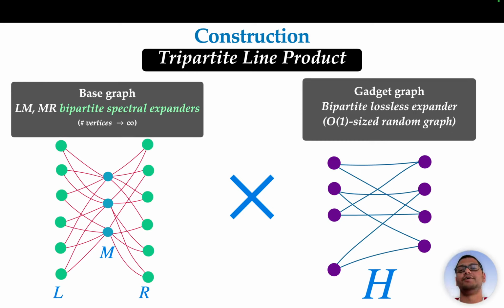The particular property that we will need in our base graph is that it's a tripartite graph comprising three layers: the left, the middle, and the right. The edges occur in two bipartite graphs, one between the left and middle, and another between the middle and right. You should think of both these bipartite graphs as being spectral expanders, and you should think of the gadget graph as being a random graph. We're going to take some sort of product of these two graphs, which we call the tripartite line product. Let me now describe what this product is.